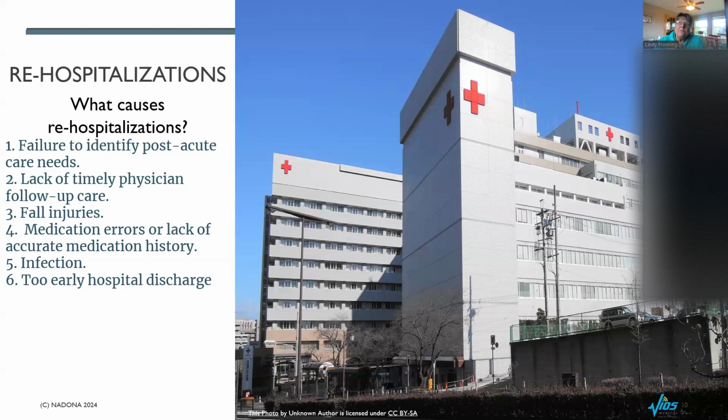Another one that is probably ranking right up there is falls and injuries. We can't prevent every fall from happening, but we can become more sensitive to the possibilities of those, and that's where technology will come in. Medication errors or lack of accurate medication history. Sometimes when we're doing that reconciliation, we do find that there are issues and that potentially something on that order might cause that readmission.